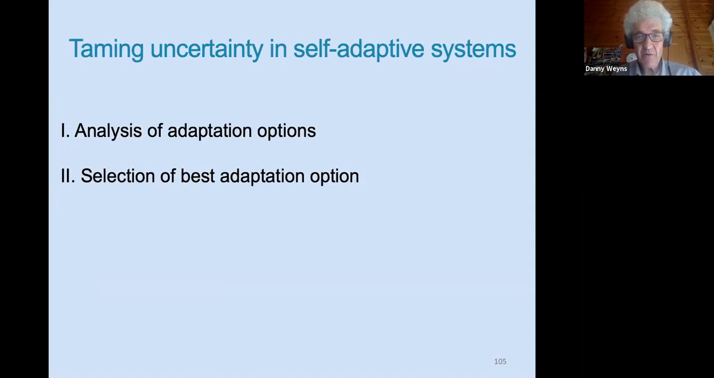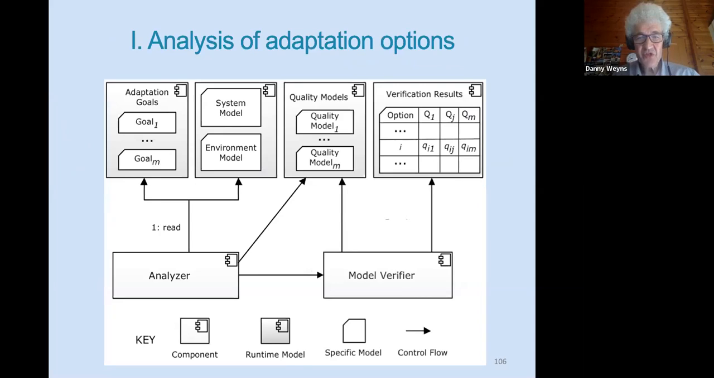Let's look at two particular things that are important when we want to tame uncertainty, meaning we want to get assurances that the uncertainties are tackled properly. First, the analysis of the adaptation options, and then the selection of the best option among all these options. Here you see a model where we focus only on the analyzer, and the analyzer can at any time read models that have been updated by the monitor. It might then say, okay, let's configure a set of quality models that are important for my adaptation goals, for a particular configuration I.